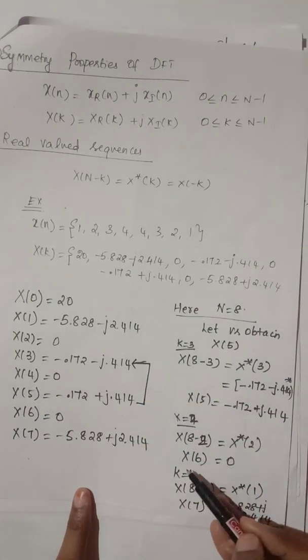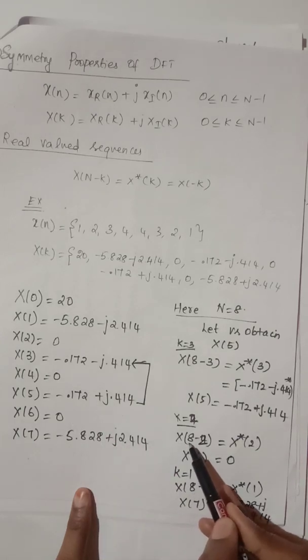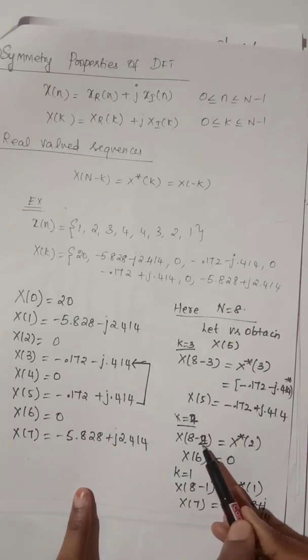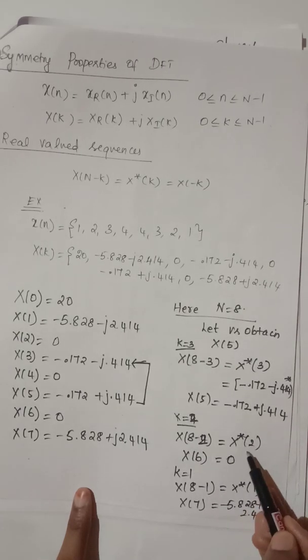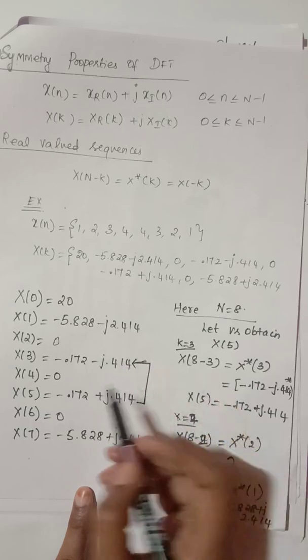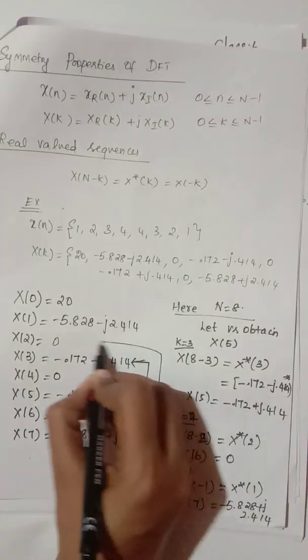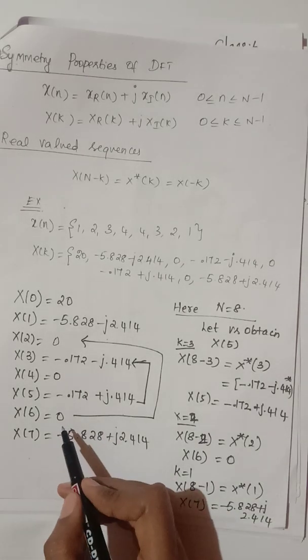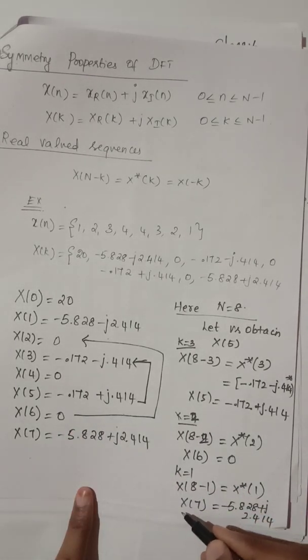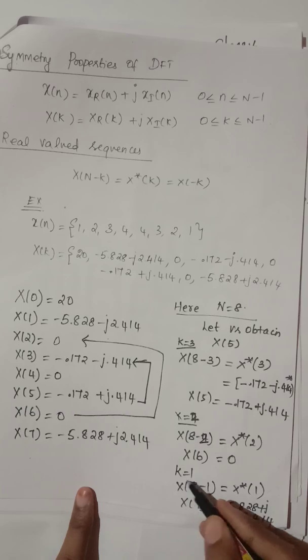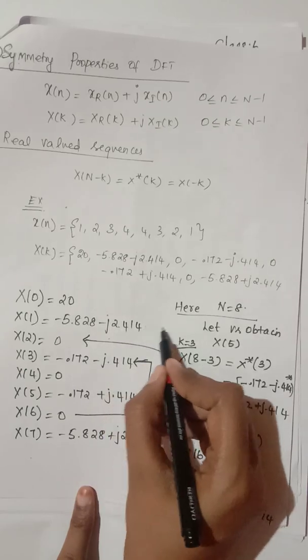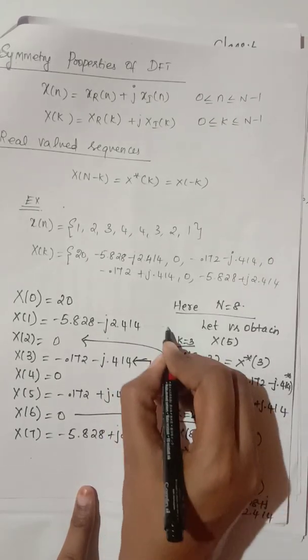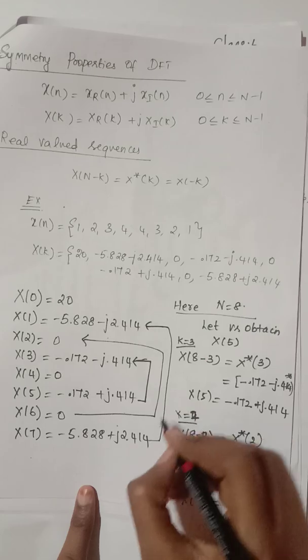Similarly, if I want to obtain x of 6, I know n is equal to 8, so I have to use k as 2. Already here x of 2 is 0, so x of 6 can be obtained by taking the complex conjugate of x of 2, so it is 0. Now when I need to obtain x of 7, I need to use k equal to 1, so x conjugate of 1. So x of 7 is nothing but x conjugate of 1.